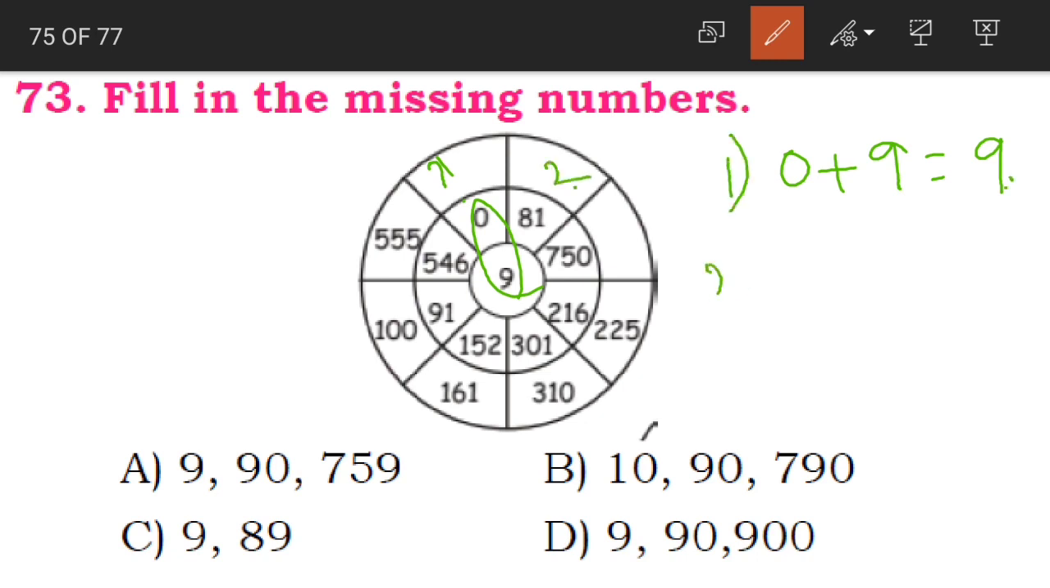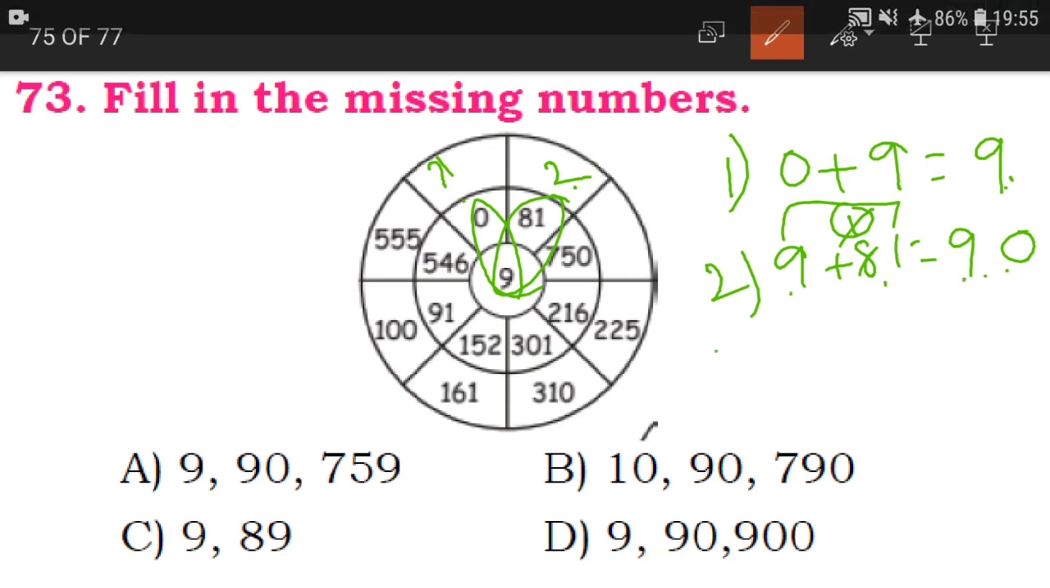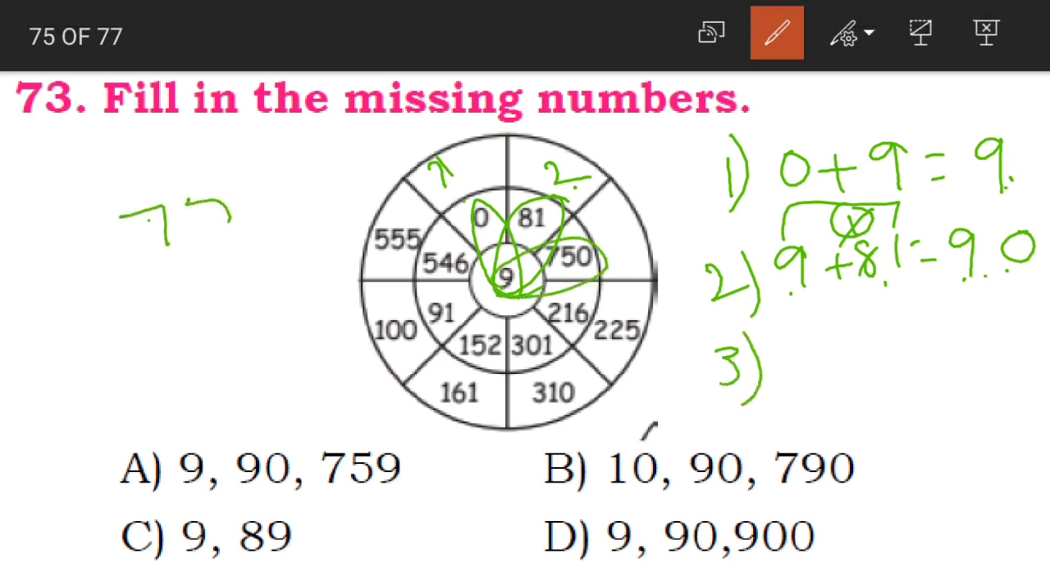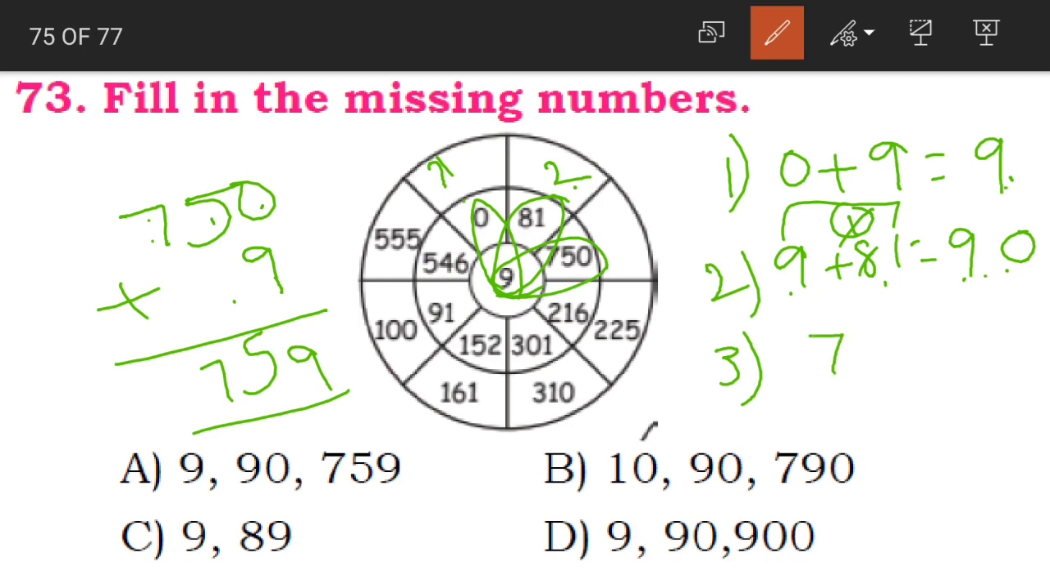Coming to second number, 9 plus 81. Yes children, in the ones place we have 1 plus 9, that is 10. 1 carried, 8 plus 1 is 9. So our second number is what? 90. 9 plus 81, 90. Coming to the third number, 9 plus 750. Yes, 0 plus 9, 9. 5 and 7. What is our third number children? 759.